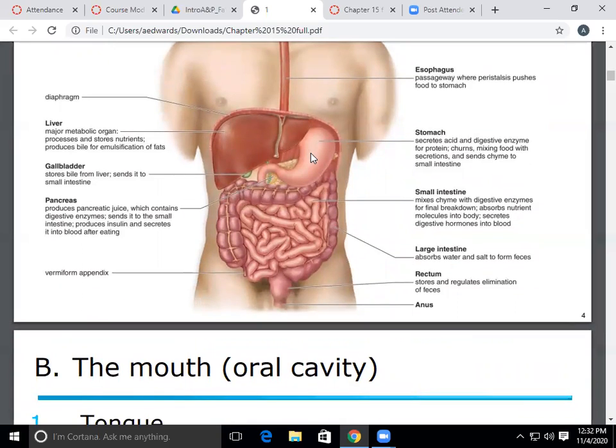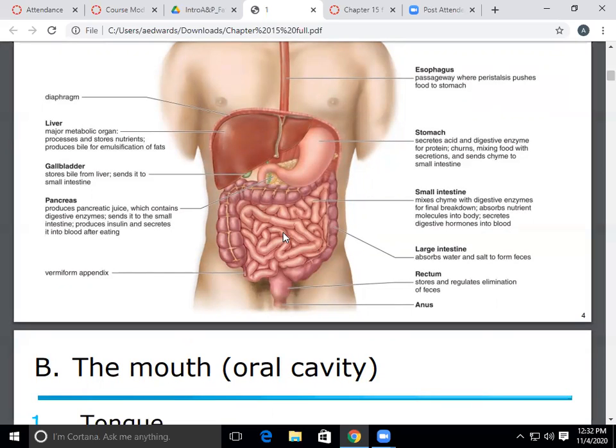So at the stomach, you have acid that's secreted, okay, as well as other digestive enzymes, break down proteins, churns your food, mixes it up with those different secretions, and at that point we call that food chyme, C-H-Y-M-E, and sends that chyme into the small intestine.